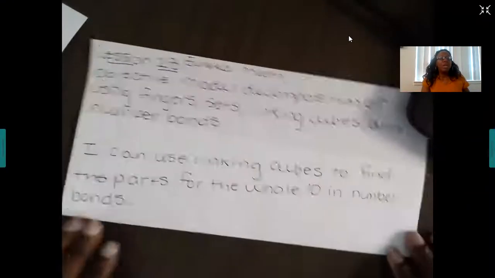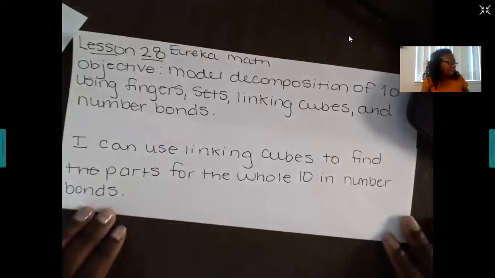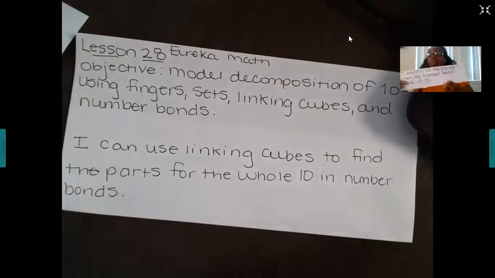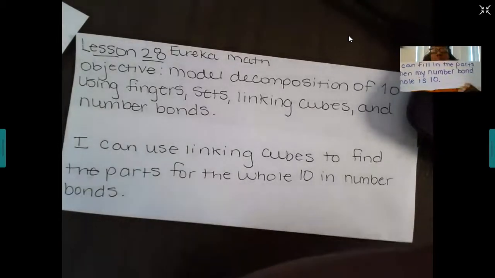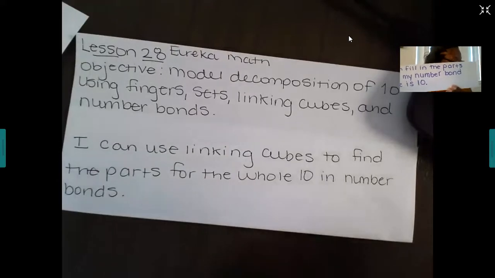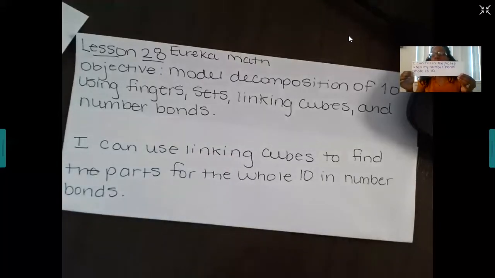Okay. Lesson number 28, our I can statement. I can use linking cubes to find the parts for my whole 10 when I'm doing number bonds. I can use linking cubes to find the part for the whole 10 using number bonds.